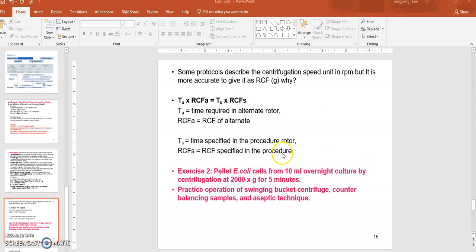And not only that, the size of the rotor also matters. The bigger the radius is, of course, the more RCF it will generate.